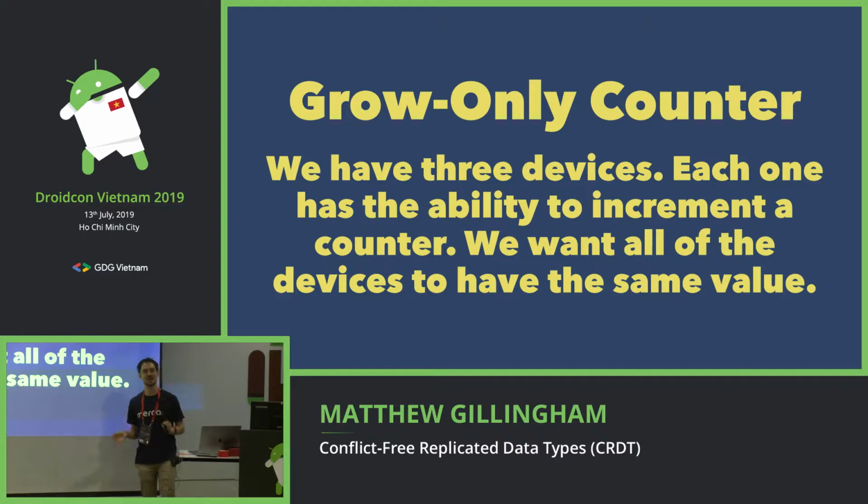In order to get started, I'm going to walk us through a couple of very simple conflict-free replicated data types. The first one is called a grow-only counter. Imagine that we have 3 different devices. There's an action that these devices can do: they can send an increment command. Our goal here is that these different devices can increment things at different times, but at the end of the day, we want them all to have the same value.